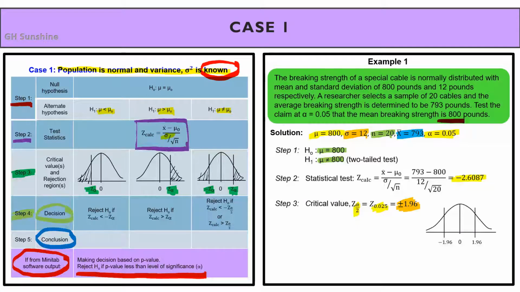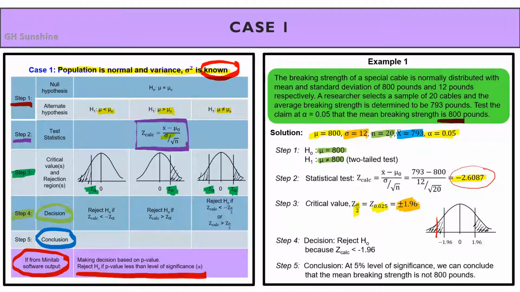So where is the rejection region? Left side and right side. So where is negative 2.6087? Left side here. Is it in the rejection region? Yes. Therefore, reject H0. So what is the conclusion? At 5% level of significance, we can conclude that the mean breaking strength is not 800 pounds. So we will conclude based on H1: mu does not equal to 800 since we reject H0.